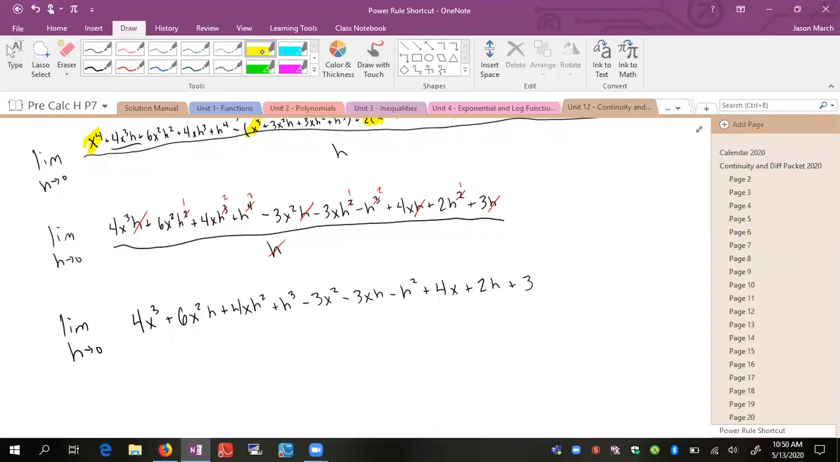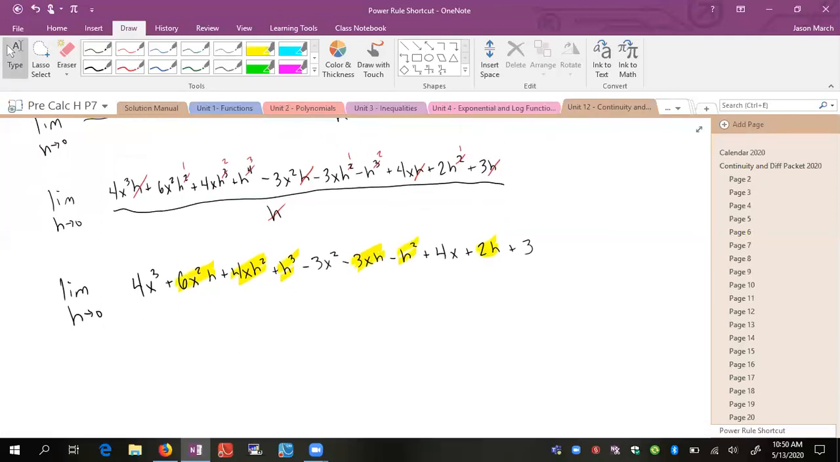What's going to happen is if I do plug in 0 for h, this term gets wiped out because it's 6x squared times 0. This term gets wiped out because it's 4x times 0. That term is gone because I'm plugging in 0 for h. This term will be gone because I'm plugging in 0 for h. This term is gone. This term is gone. And so all I'm left with after I plug in 0 for h is 4x cubed minus 3x squared plus 4x plus 3. This is f prime of x.